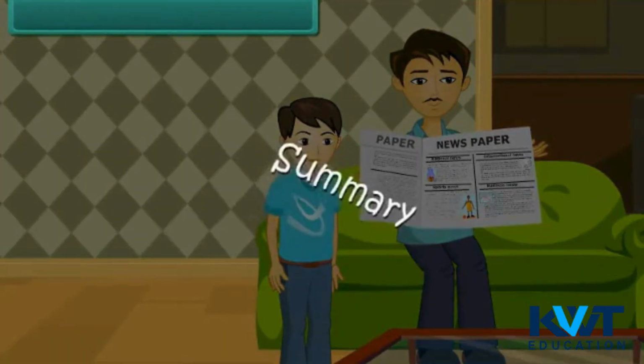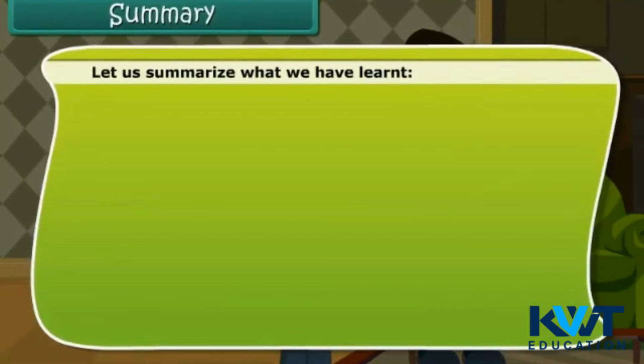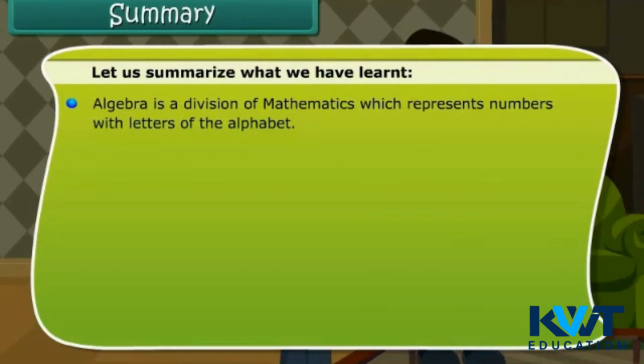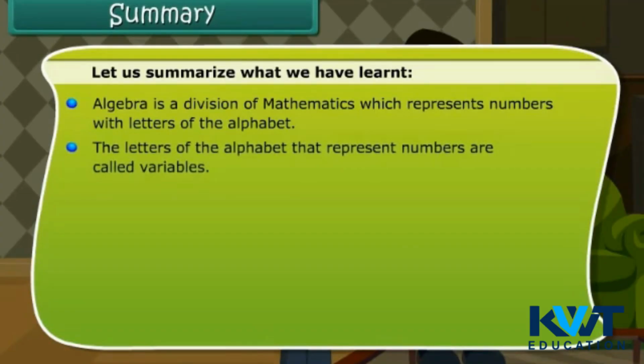Summary. Let us summarize what we have learnt. Algebra is a division of mathematics which represents numbers with letters of the alphabet. The letters of the alphabet that represent numbers are called variables. A variable assumes different values.